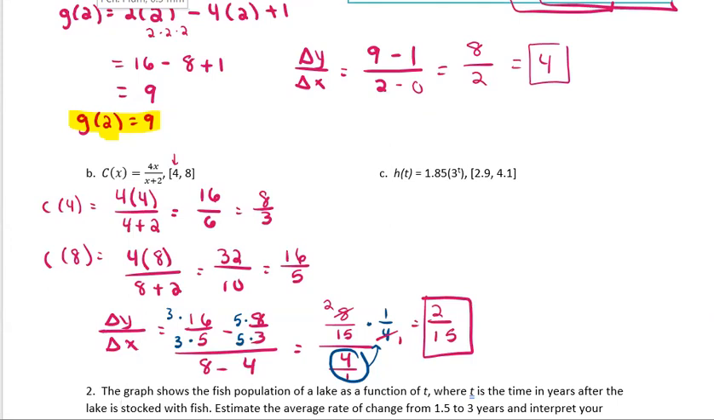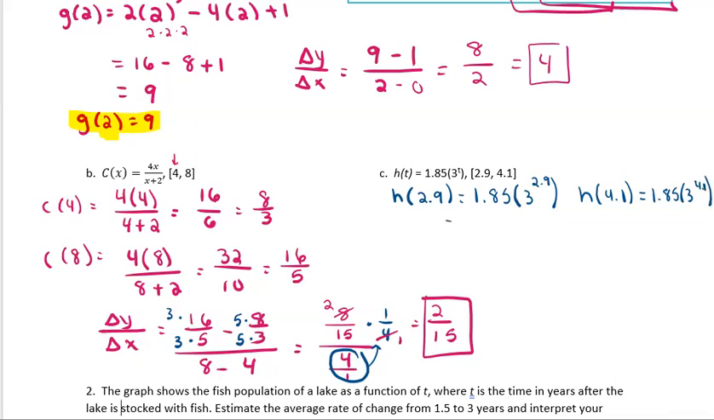Let's try part C. So we are given h of t equals 1.85 times 3 to the t. That's our function. Our interval is 2.9 to 4.1. So we need to figure out h of 2.9, and we need to figure out h of 4.1. So I have 1.85 times 3 to the 2.9. And this one looks like it will be 1.85 times 3 to the 4.1.